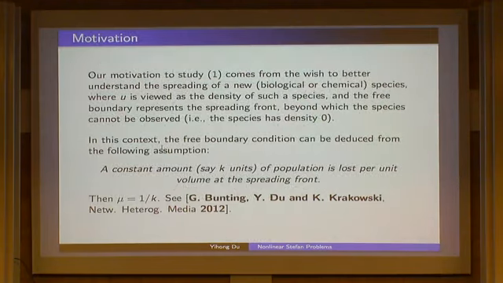We were interested in such a problem because we were thinking about a different situation, where we consider spreading of some biological or chemical species. In such a situation, U represents the density of the species under investigation, and the free boundary would stand for the spreading front. So you have a species concentrating on omega t. Outside of omega t, there's no such species. And then the boundary of omega t would be just the front of the spreading species.